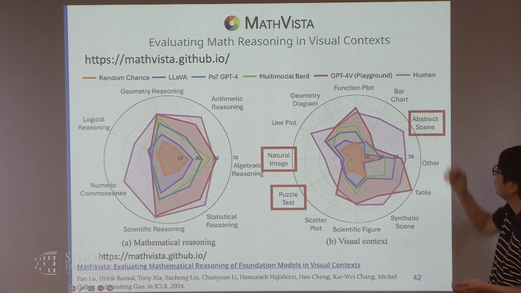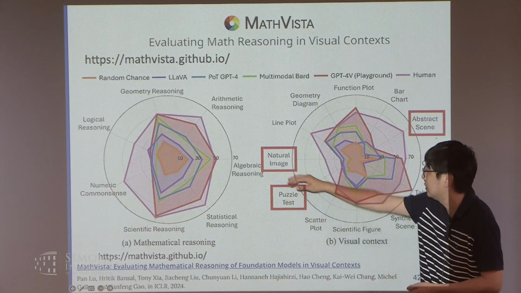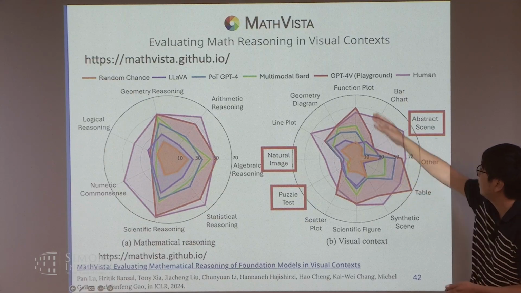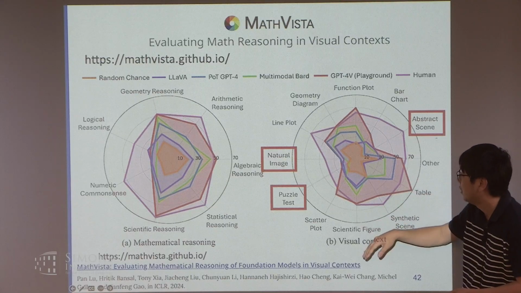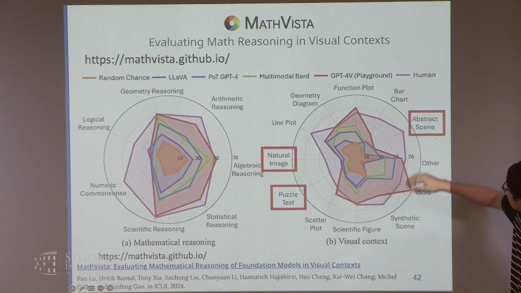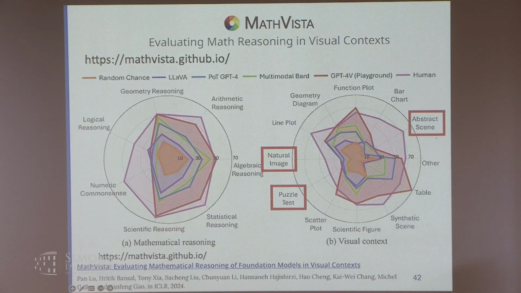On the right-hand side, we have problems with different types of images. Some of them require the model to look at a bar chart, some need to read a table, some are puzzle tests, or a natural image. Again, we find that for some dimensions, like function plots, the model can do pretty well. But on other dimensions, like natural images or this one, abstract scenes, the model cannot do very well. So the question is how can we improve the model's comprehension of this type of image, and let the model look better at those details in order to solve those problems.